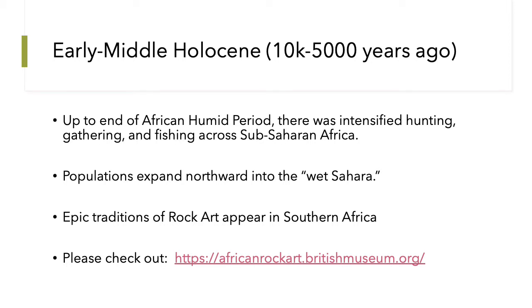Bringing it closer to ourselves in time, looking at the early and middle Holocene between about 10,000 and 5,000 years ago, up to the end of the African Humid Period that we talked about at the beginning of our lecture on Egypt, all across the continent you have intensified hunting, gathering, and fishing. Developments of fishhooks and harpoons and all number of intensified hunting and gathering technologies and behaviors are seen very widespread. And populations expanded northward into the wet Sahara during this time period. You also see these epic traditions of rock art, especially in southern Africa, but all over. And they truly represent one of the most remarkable early artistic traditions of humanity.